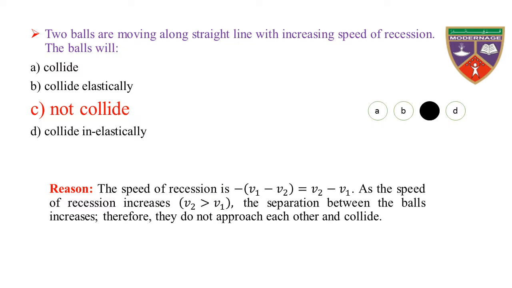Reason: the speed of recession is v2 minus v1. As the speed of recession increases, v2 is greater than v1, the separation between the balls increases. Therefore, they do not approach each other and collide. Hence, the balls will not collide.